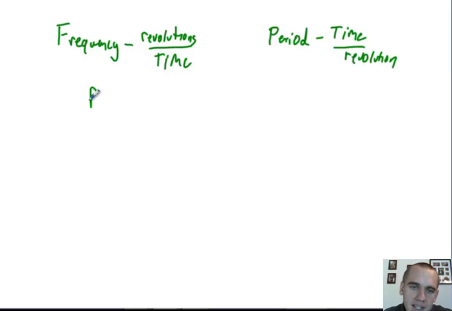The symbol for frequency is lowercase f. Remember, the symbol for period is capital T. Now, these two things are very closely related. If you look, it turns out that T is identically 1 over f, or if you'd like, you could say f is 1 over T. Those are the same thing.